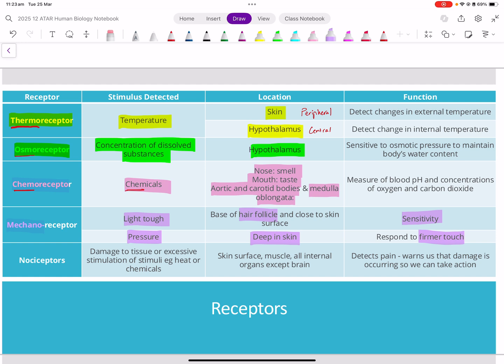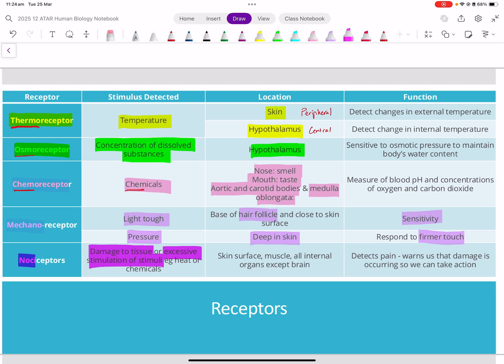Our final kind of receptor is arguably the most interesting. It's known as a nociceptor. A nociceptor detects pain. And pain is simply damage to a tissue or the excessive stimulation of stimuli. An instance of excessive stimulation could be if you held a hot pan for a long period of time. There would be an excess of heat stimulation.